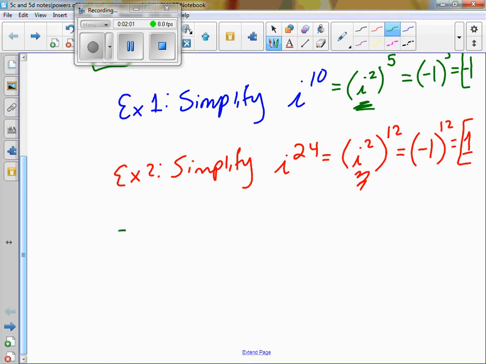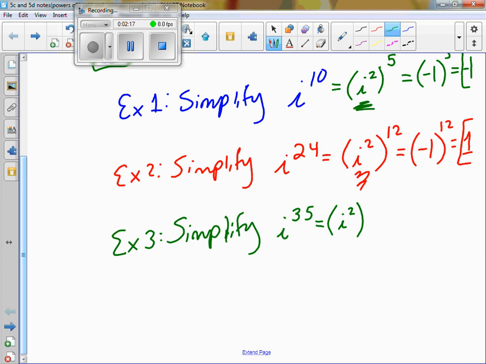Last example I'm going to do in 5C, another simplifying. So it's going to be i to the 35th power. So i to the 35th, how many i squareds can I divide out of 35? And you're going to be like, that doesn't divide evenly. What's the closest thing we can divide? And that is 17. 2 times 17 is 34. We need 35. So what you do is you multiply by one more i. So now we look at i squared, that's -1, to the 17th times i.